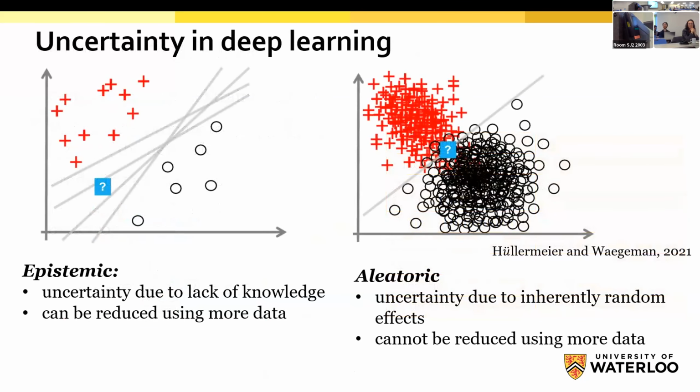So now I just wanted to talk for a minute about what I mean by uncertainty for a method like this. There are two different types of uncertainty that we talk about. One is called the epistemic uncertainty, and this is due to a lack of knowledge. We can see those red crosses and those black circles, and there's a space between them where we don't have data, and there are different lines or different hypotheses that we could use to separate them. So if we had more data, we could probably get a better separation between those two classes.